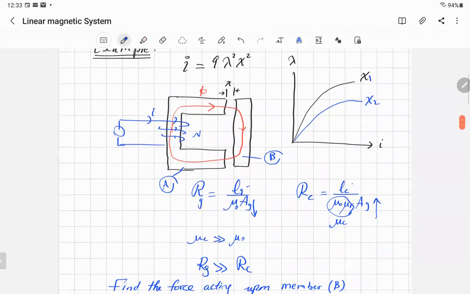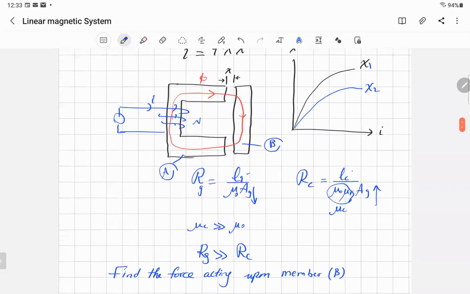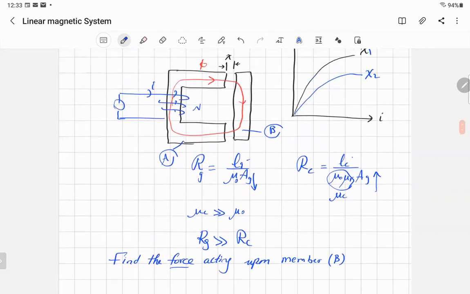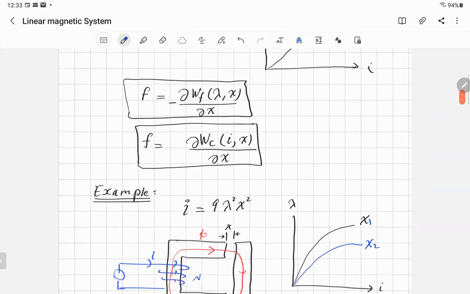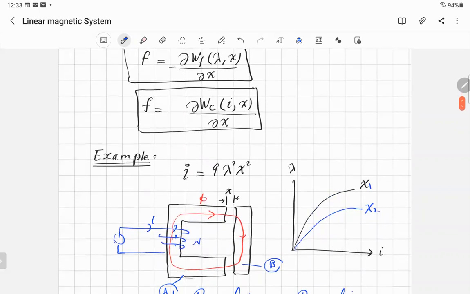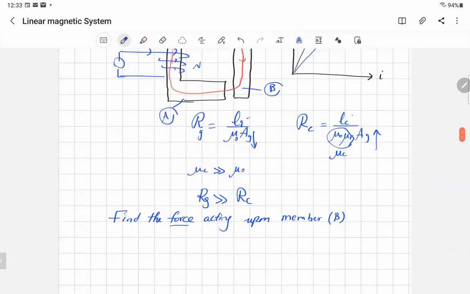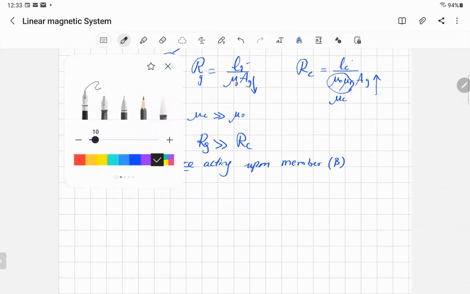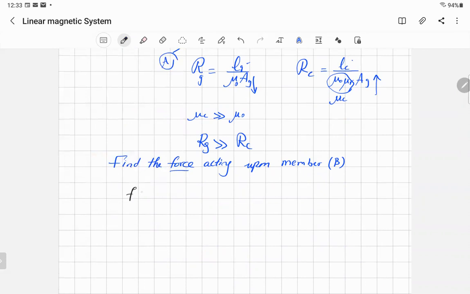All right. So now let's just find the force. I'm going to use both formulas here, one time with WF and one time with WG. Let's first try WF, which is the energy stored in the coupling field. I know the force is equal to minus the differentiation of the energy stored in the coupling field, Wf, with respect to x, and I'm going to use lambda. That's one option.